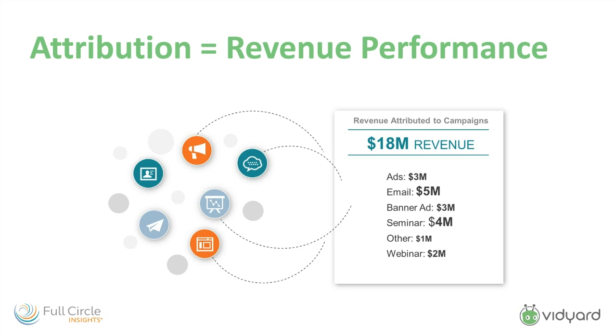Well, that's attribution. And definitionally, attribution is revenue performance. So in this illustration here, you've got $18 million of revenue. And where did that come from? If you want to attribute that revenue to campaigns, you can allocate it through some math that I can describe in a couple slides. But the concept is to split that $18 million into the different campaign types or other classifications, to figure out what created or impacted or influenced that $18 million.